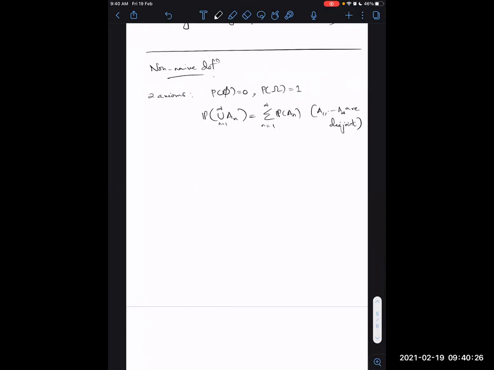Now let's see a few important properties of this non-naive definition of probability. Many of you would have already seen this, but let's see how you prove it as well. The first property that we are going to see is that the probability of A is 1 minus the probability of A complement.